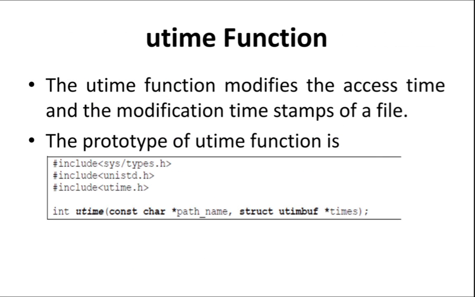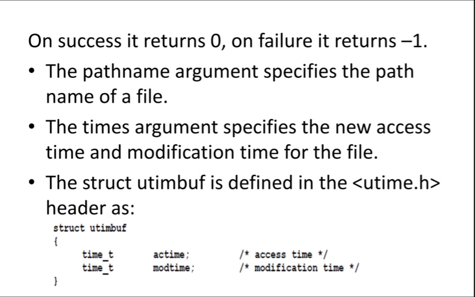So next is the utime function. The utime function modifies the access time and the modification timestamps of a file. If you want to change the last access time and last modification time of a file, you can do that using the utime function. The prototype of the utime function: the first argument is the path name, the second is the utimbuf. This is the buffer, right? So on success it returns 0, on failure it returns -1.